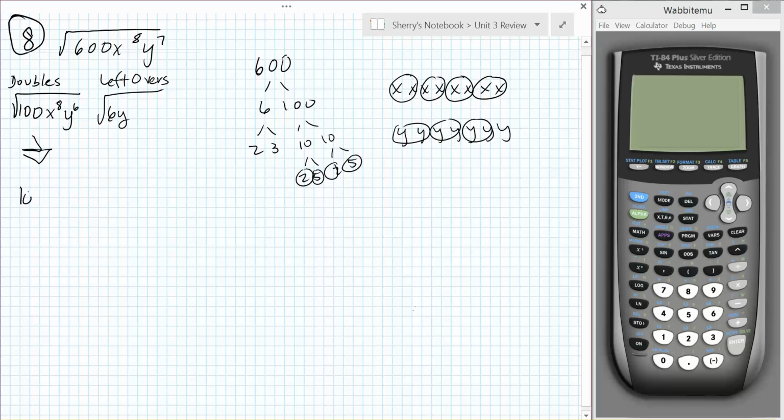The square root of 100 is 10. The square root of x to the 8th is going to be x to the 4th because we end up with 4 pairs of x doubles. And the square root of y to the 6th is going to be y to the 3rd because we have 3 pairs of y doubles. Everything in the leftovers stays inside, and that is my most simplified square root that I can use for that expression.